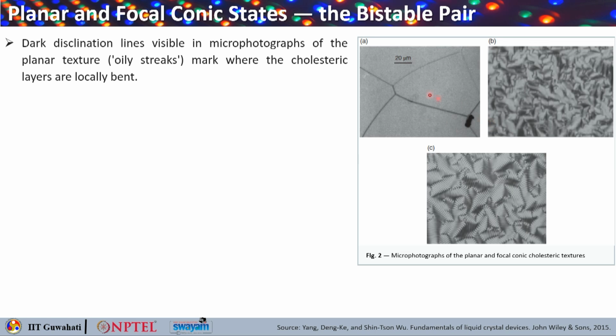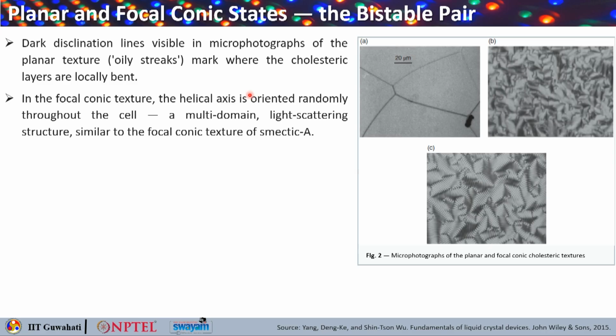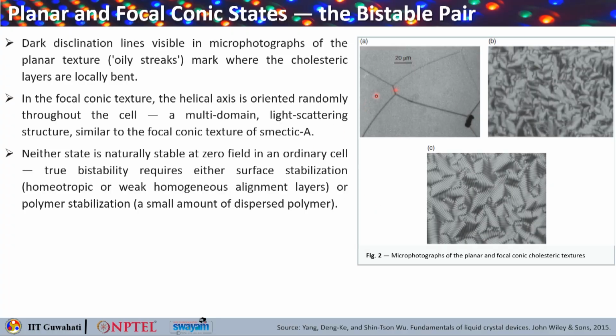The dark delineation lines are visible in this photograph of the planar texture, or you can call them oily streaks. They basically mark where the cholesteric layers are locally bent. In the focal conic texture, the helical axis is basically oriented randomly throughout the cell, giving a multi-domain light scattering structure which is similar to the focal conic texture of smectic A. So if you carefully look, this microphotograph shows the planar and the focal conic one.